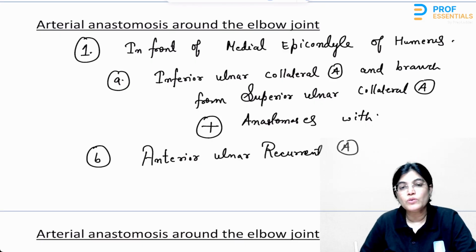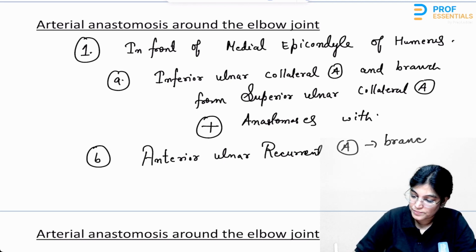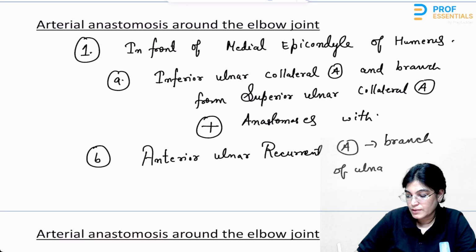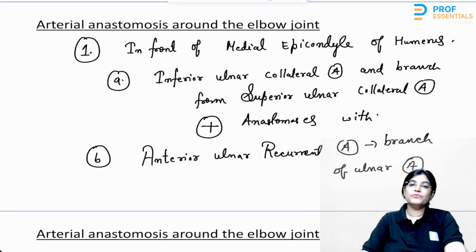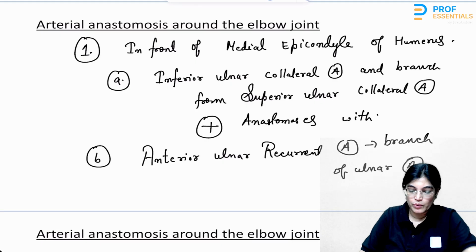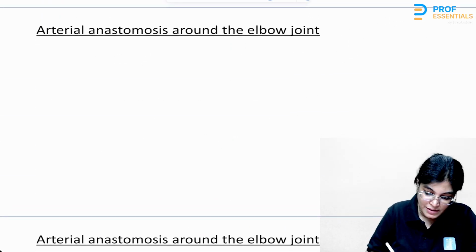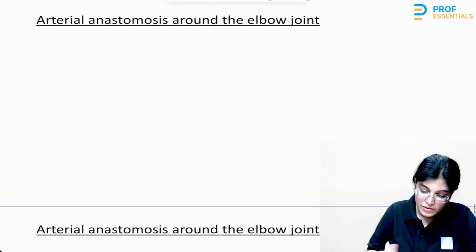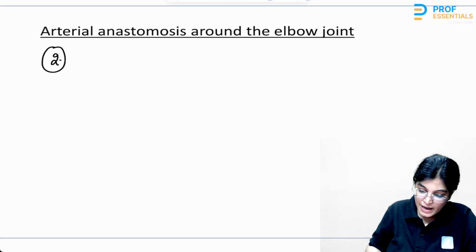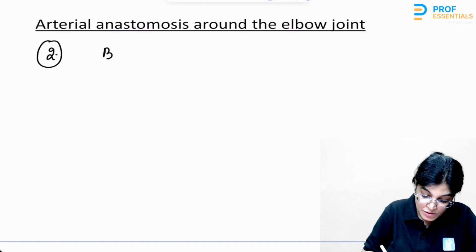So it is important to know this anterior ulnar recurrent artery is a branch of the ulnar artery. And you already know the superior and inferior ulnar collateral arteries are branches of the brachial artery. That is already known to you. Now talking about arterial anastomosis behind the medial epicondyle. This was the first point. Now let's talk about the second point, that is anastomosis behind the elbow joint.